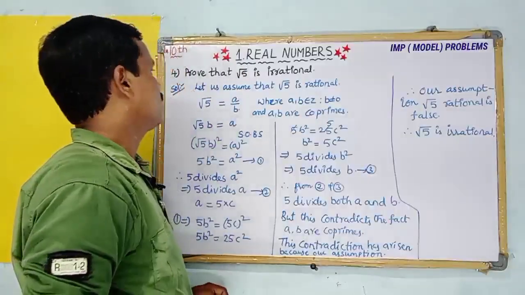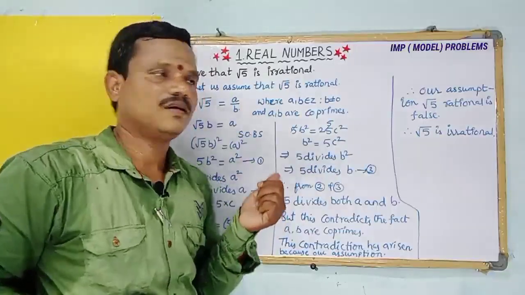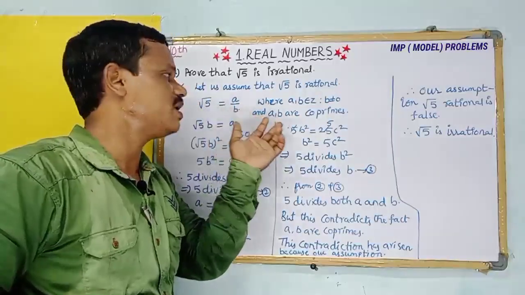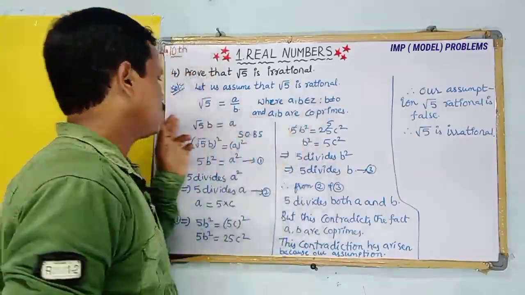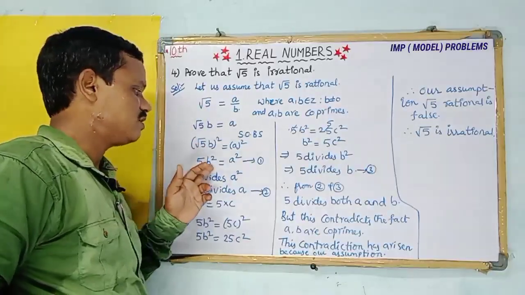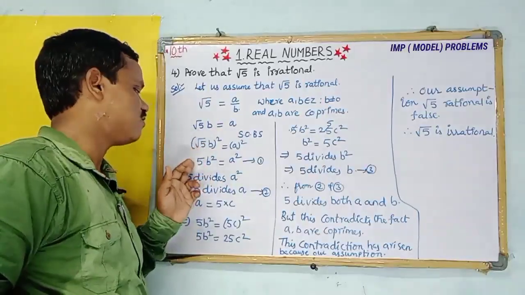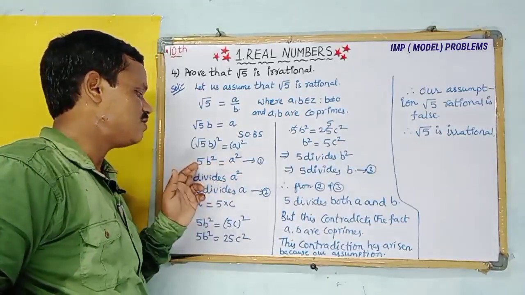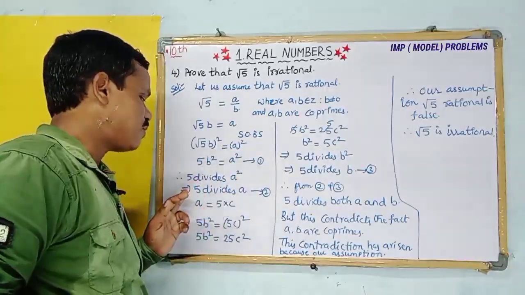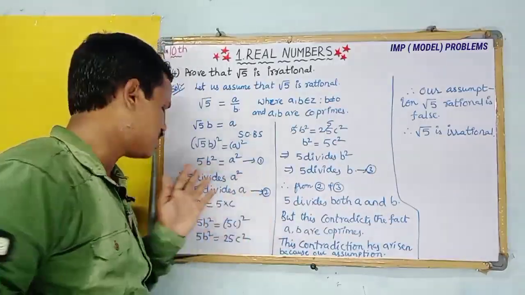Here, first assume that root 5 is rational. Every rational can be written as a by b, so root 5 is equal to a by b, where a and b are co-primes. Squaring on both sides, root 5 whole square into b square means 5 into b square is equal to a square. 5 into b square is equal to a square means 5 divides a square. By theorem 1.6, p divides a square implies p divides a. Here p is a prime, so p is equal to 5.